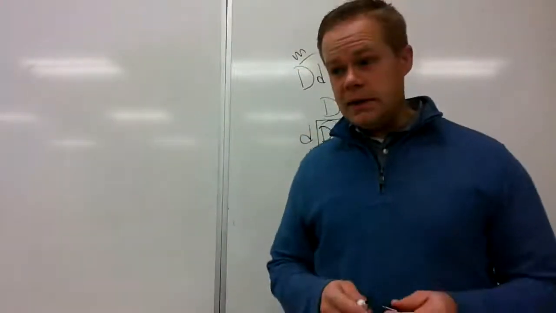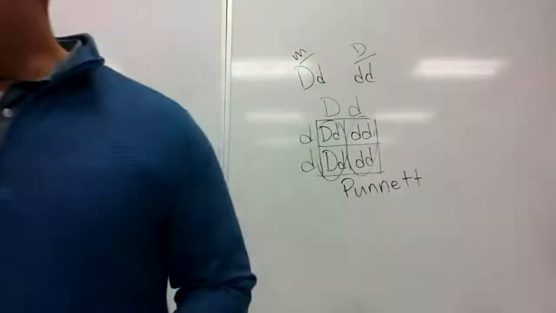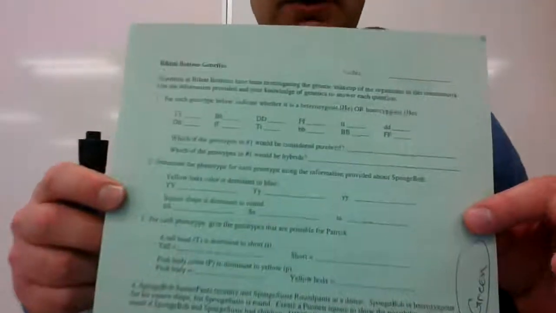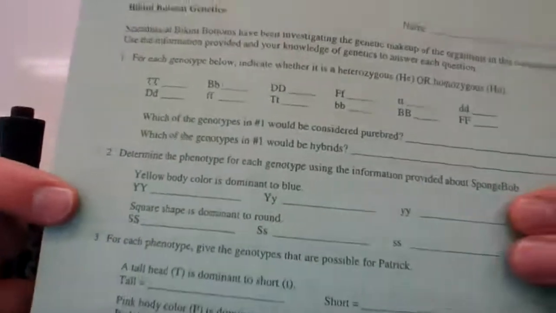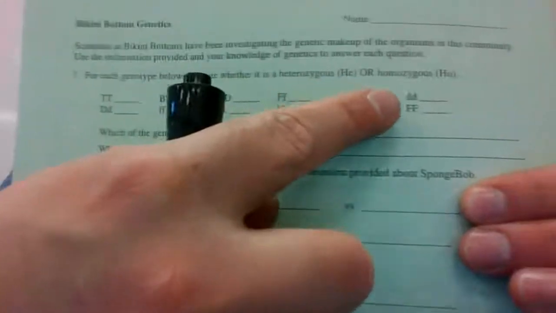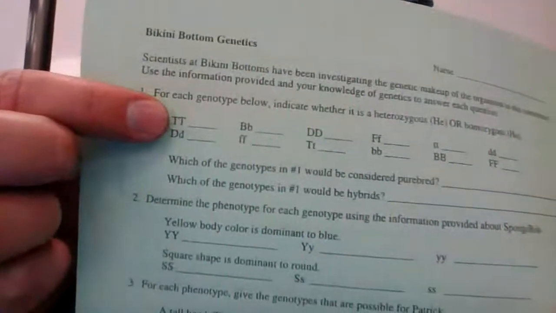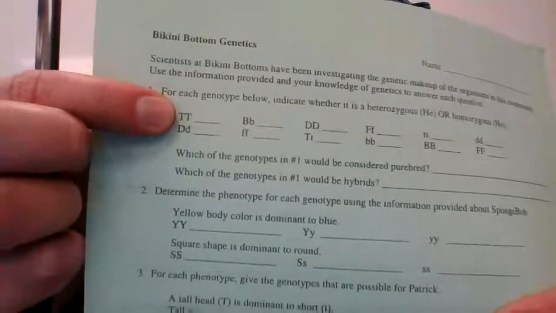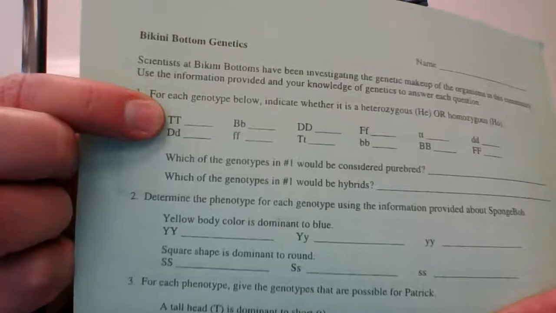So, for your assignment today, you're going to do this first paper to begin with. These are about SpongeBob characters. The first question here, and you'll see this on your document, says for each genotype, indicate whether it is heterozygous, you can just shorten it with HE, or homozygous, HO. So for example, this first one right here, capital. Well, those are two dominants. They're both the same. So that would be a dominant homozygous gene.